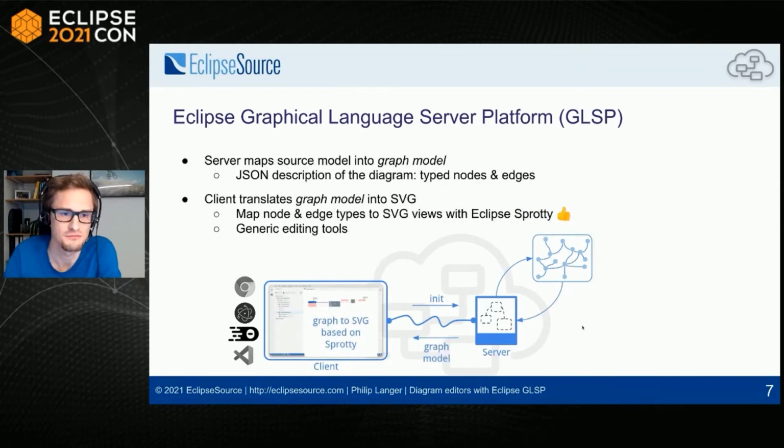What the server then needs to do is to translate that basically into a so-called graph model, which is a structural JSON-based description of the diagram in terms of typed nodes and edges. This graph model is then sent from the server to the client, which then translates with the help of Eclipse Sprotty, also a really cool Eclipse project, you should check it out, onto so-called SVG views, which then basically produce SVG in order to render the diagrams. On top of that, of course, there is tons of generic editing tools like for creating, moving, resizing, deleting elements and edges and so on.